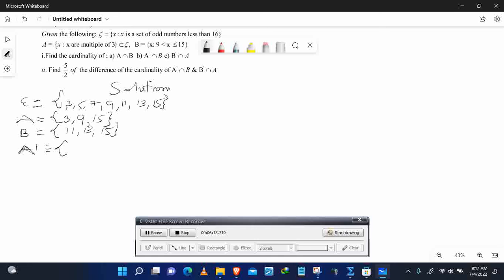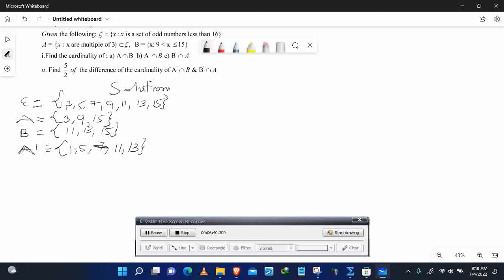So let's list them here. We have 1, 5, 7, 11, and then 13. Yes, so these are the elements of A complement.